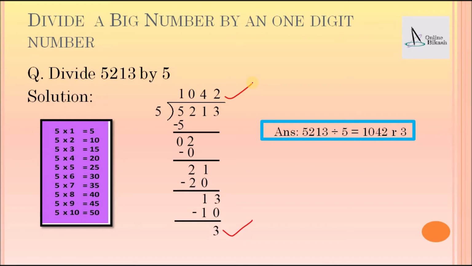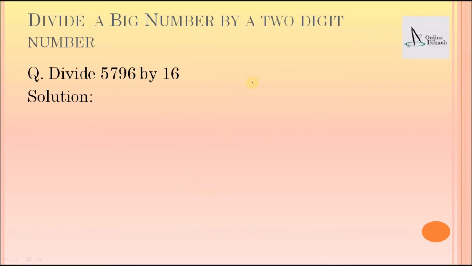And in the next part of this video, we will try to divide a big number by, this time, a 2-digit number. Okay, you see this 5796 by 16. 16 is a 2-digit number. Yes or no? It has 2 digits, 1 and 6. So that's why it is 16. So we will write like this: 16 and 5796.